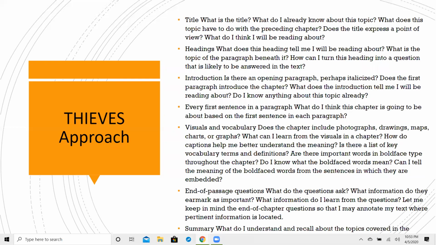When you're reading your nonfiction units, the way we're going to approach our CommonLits is I'm going to be using what we call a THIEVES approach. And this particular slide breaks down a THIEVES approach for you. So when you're doing a THIEVES approach, you consider the title first. And then if your passage has subheadings, you look at the subheadings and you kind of answer those questions. You look at the introduction, every first sentence, visuals and vocabulary, and end of passage questions, and then lastly, a summary. So we're going to do this THIEVES approach with our first text today.